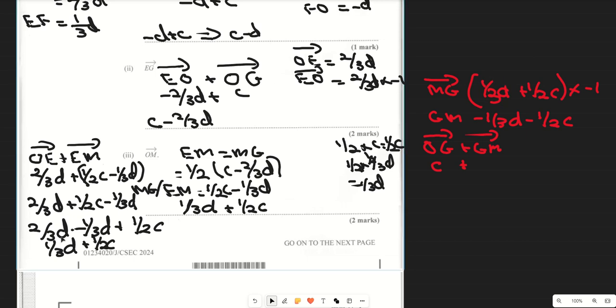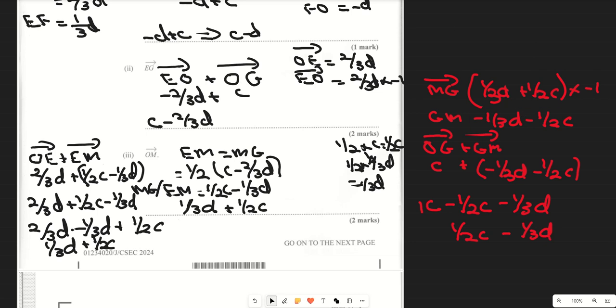Hold on. No. I made a mistake, guys. I'm supposed to plus. Did I? No, I'm supposed to subtract. That's correct. Right? So OG is C, right? Plus GM, which is minus a third D minus a half C. Open it out, that's C minus a half C minus a third D. C minus a half is a half C, because it's 1C minus a half C, and then you minus a third D, right?